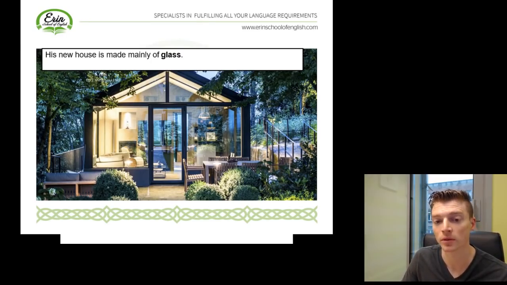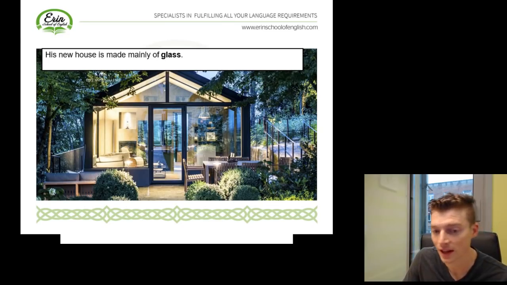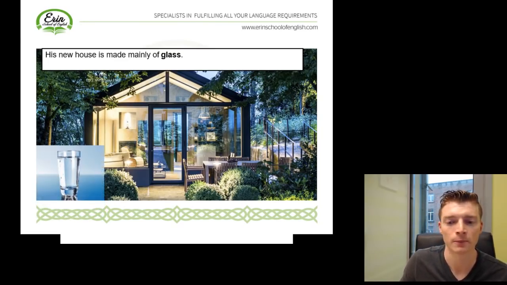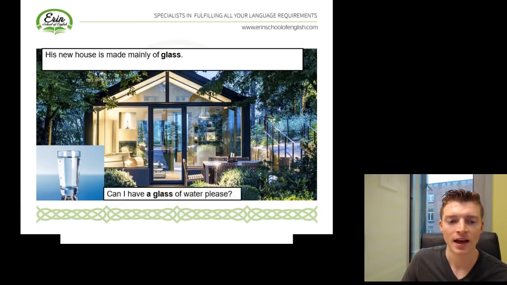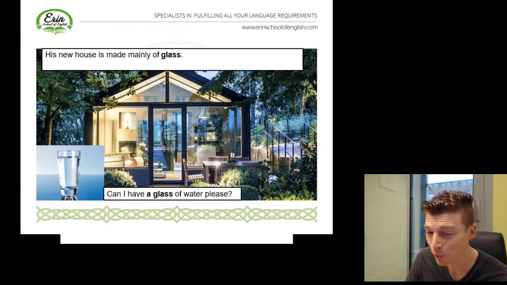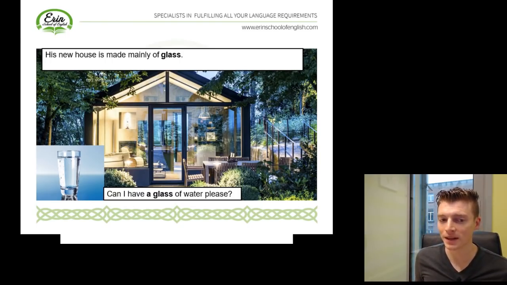We're talking about the material. The house is made of glass. The window is made of glass. There is broken glass on the floor, be careful. An uncountable noun. However, here you can see a glass. Can I have a glass of water, please? So we've got the same word, glass, but a slightly different meaning.